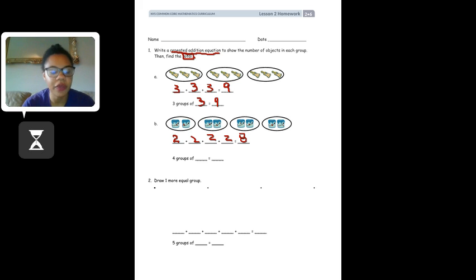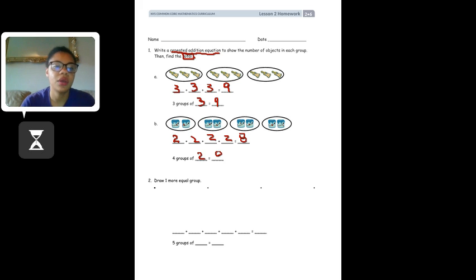Number 1B, the sentence statement says 4 groups of blank equals blank total. So I know that there's 4 groups. There's 4 black circles that we see on our screen, but 4 groups of how many buckets? If we look at our number sentence, we know that there's 2 paint buckets in each group. So I'm going to put 4 groups of 2 equals how many total? How many total paint buckets did we find earlier? That's right, we found 8 paint buckets.